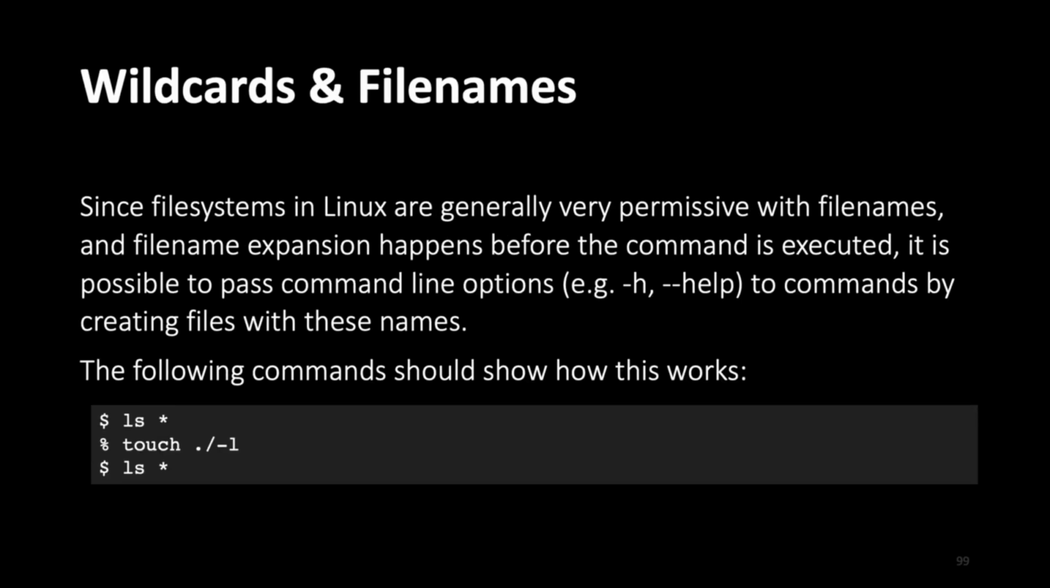Since file systems in Linux are generally very permissive with file names, and filename expansion happens before the command is executed, it is possible to pass command line options, e.g. -h or --help, to commands by creating files with these names. The following commands show how this works.